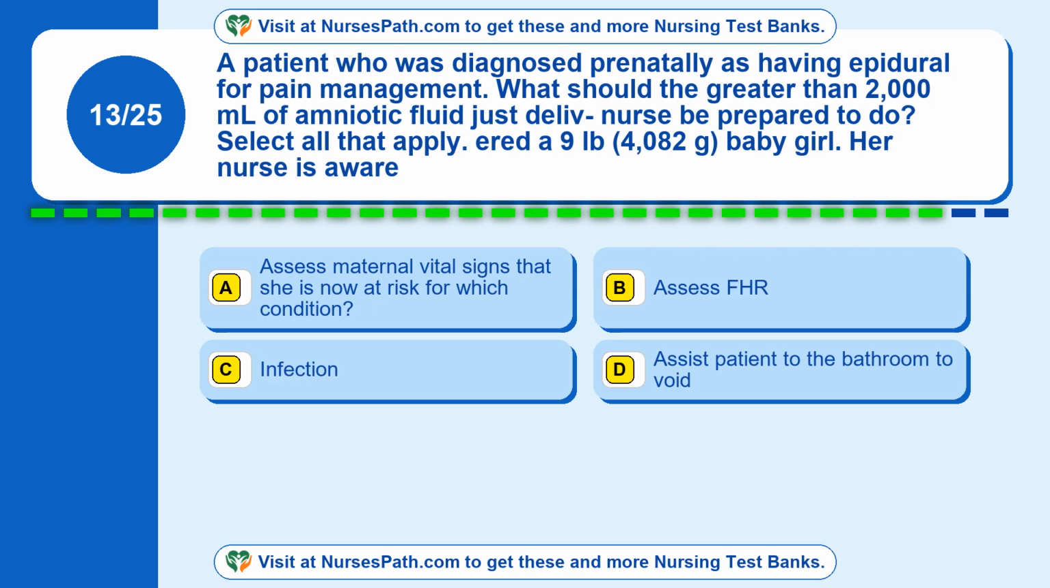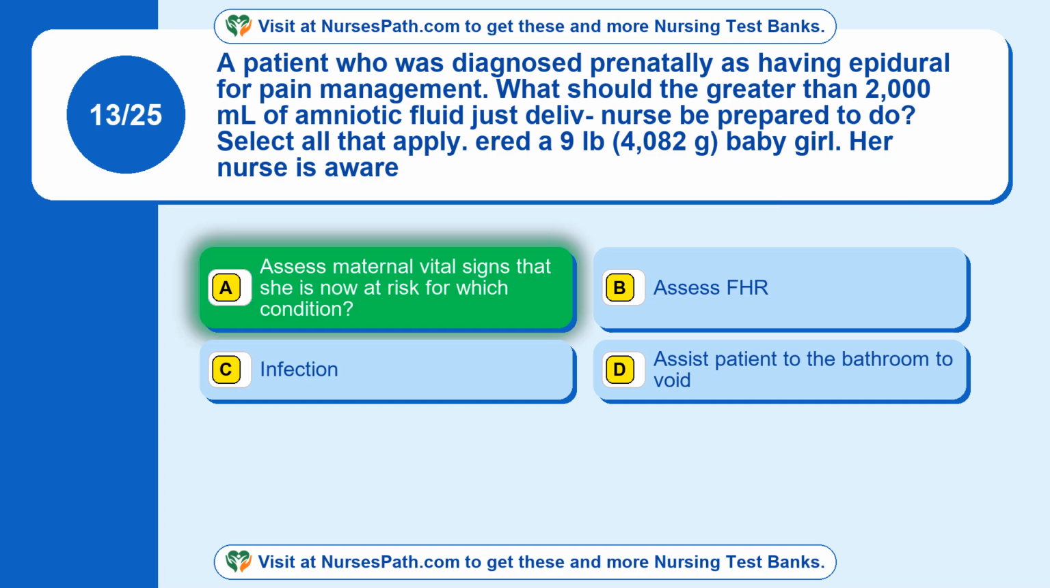Question 13. A patient who was diagnosed prenatally as having polyhydramnios, greater than 2000 mL of amniotic fluid, just delivered a 9 pound, 4082 g, baby girl. She had an epidural for pain management. What should the nurse be prepared to do? Select all that apply. Option A. Assess maternal vital signs. Option B. Assess FHR. Option C. Infection. Option D. Assist patient to the bathroom to void. The correct answer is option A.